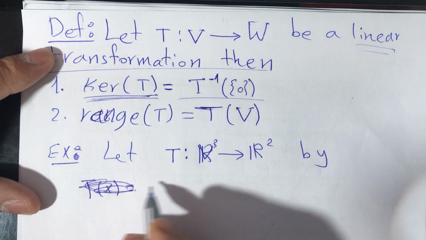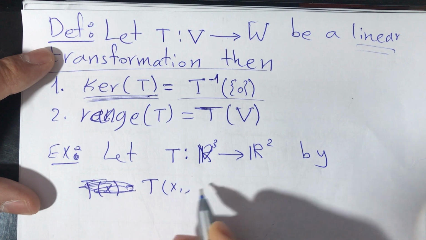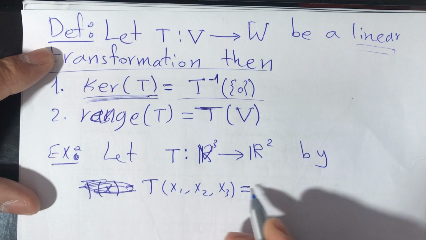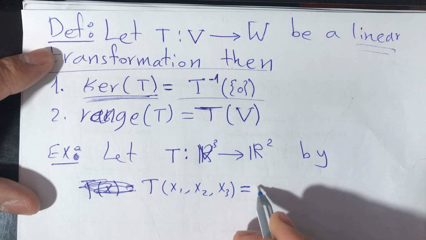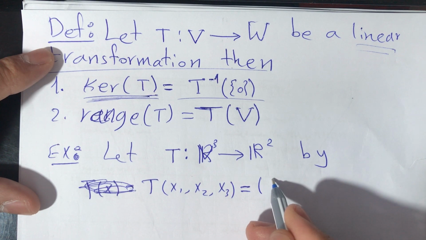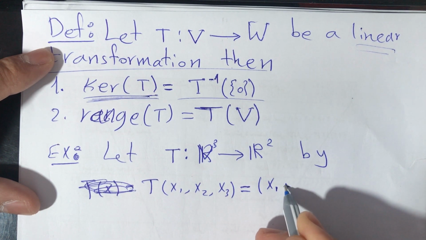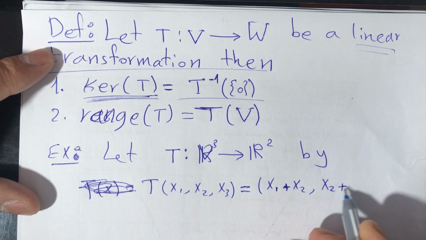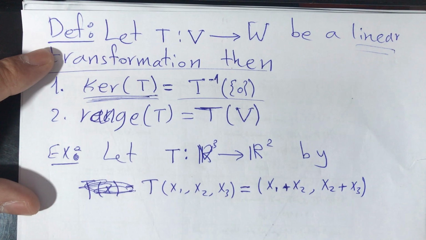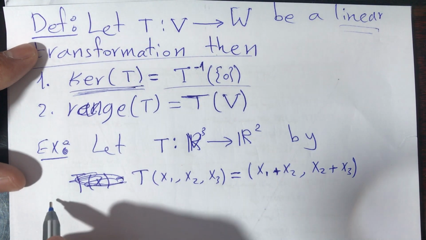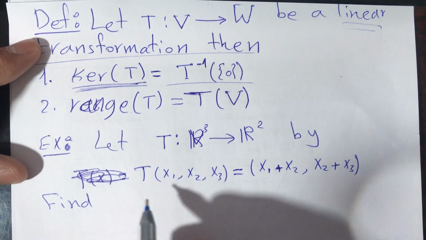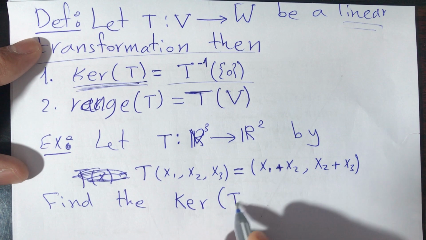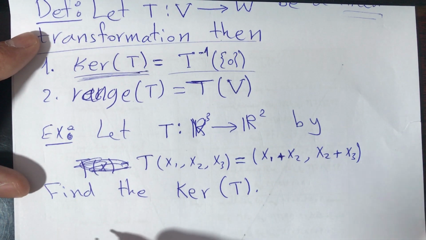and this is, to be clear, T of (X1, X2, X3), because this is in R3, is equal to, this is in R2, (X1 plus X2, X2 plus X3). Question is, find the kernel of T. Solution.